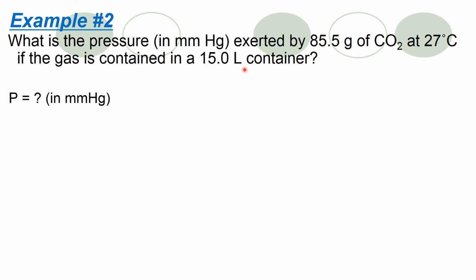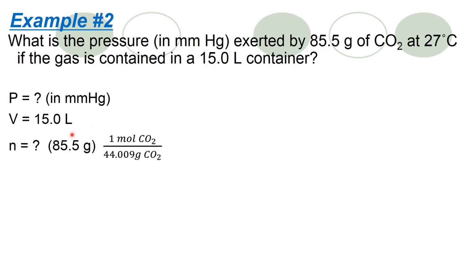So first we have to identify our variables. Pressure is our unknown. Volume is 15 liters. But what about moles? It did not give us moles. What it did give us was grams of carbon dioxide, and we need to convert that to moles. So this is just a real quick little stoichiometry grams to moles conversion. All we need is the molar mass of carbon dioxide, and we do that, and our grams cancels with grams, and we divide, and we end up with 1.94 moles of CO2. So that's what we'll use for moles.